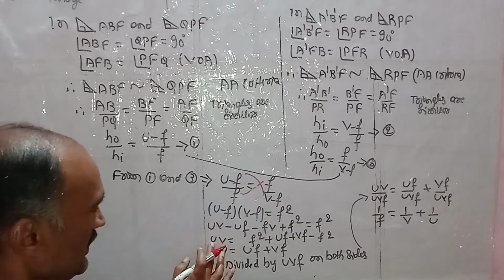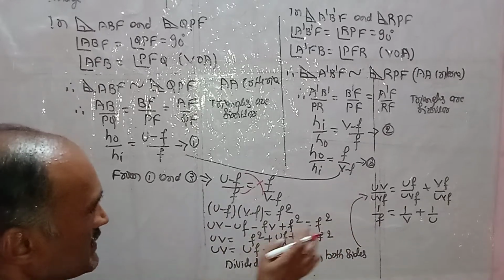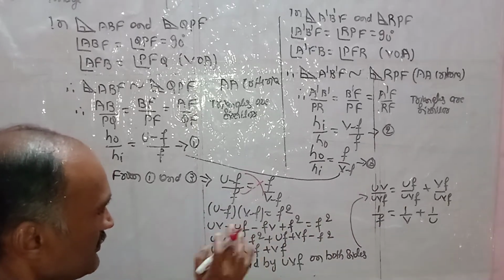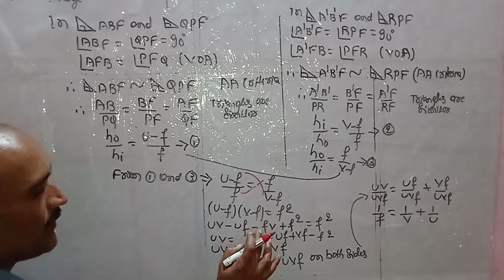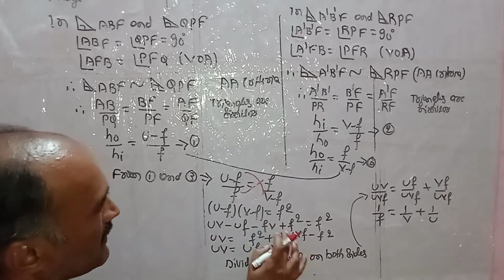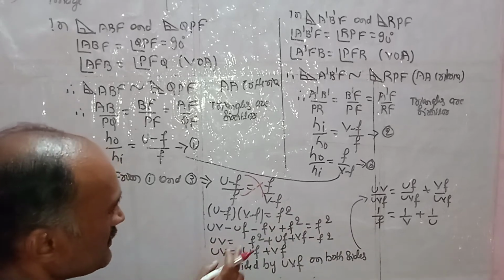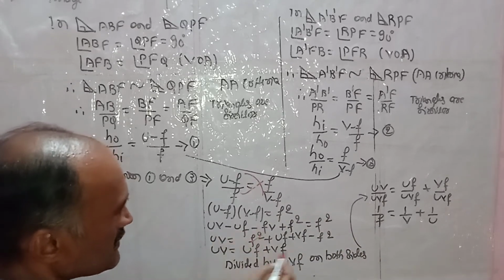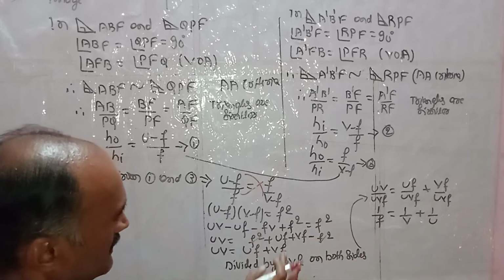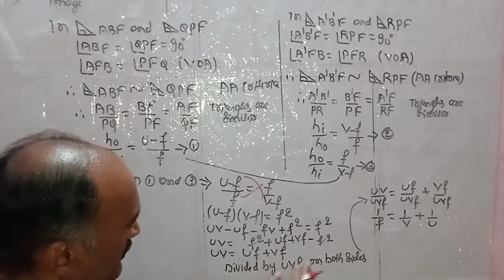So keeping UV here, all terms you shift outside. F square is there, minus UF shifts outside and becomes plus UF, and minus FV shifts outside and becomes plus VF, and plus F square shifts outside as minus F square. So UV is equal to UF plus VF, and this F square minus F square will get cancelled. So divide both the sides by UVF.